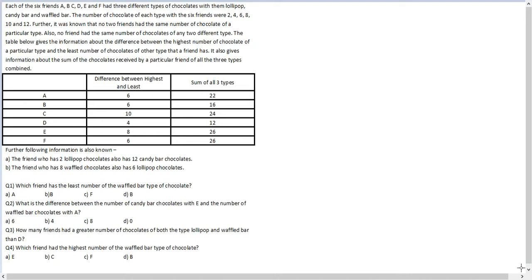Let's look at this question. Each of the 6 friends A, B, C, D, E and F had 3 different types of chocolates with them: lollipop, candy bar and waffled bar. The number of chocolates of each type with the 6 friends were 2, 4, 6, 8, 10 and 12. Okay.